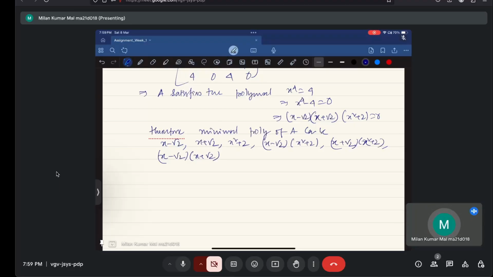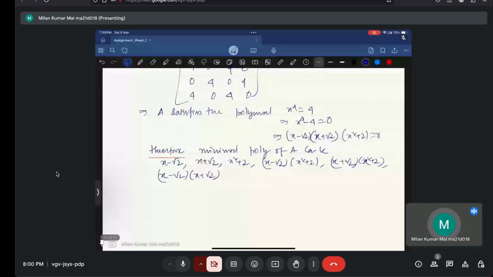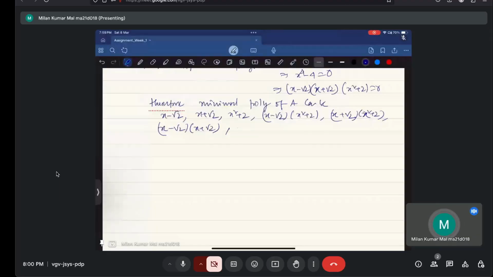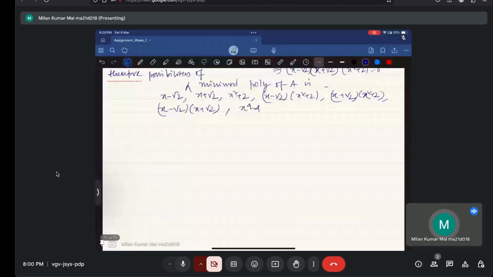But note that the operator does not satisfy any of these polynomials. So the only possibility for the minimal polynomial of A is the full polynomial x to the power 4 minus 4, since A satisfies only x to the power 4 minus 4 equals 0.